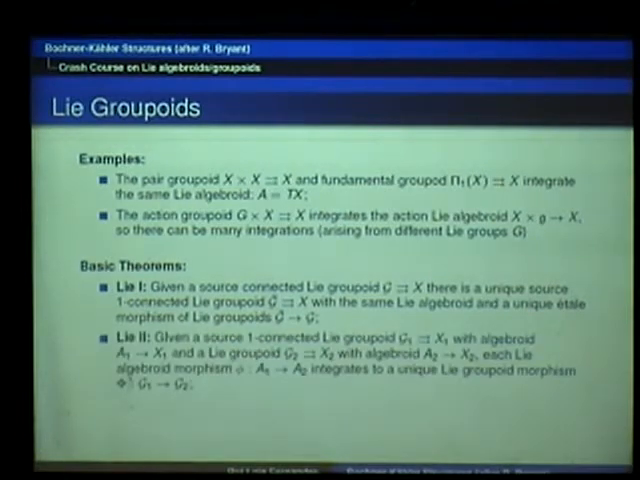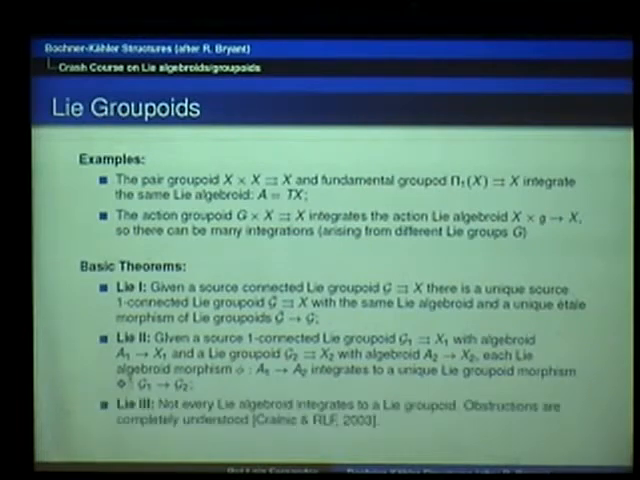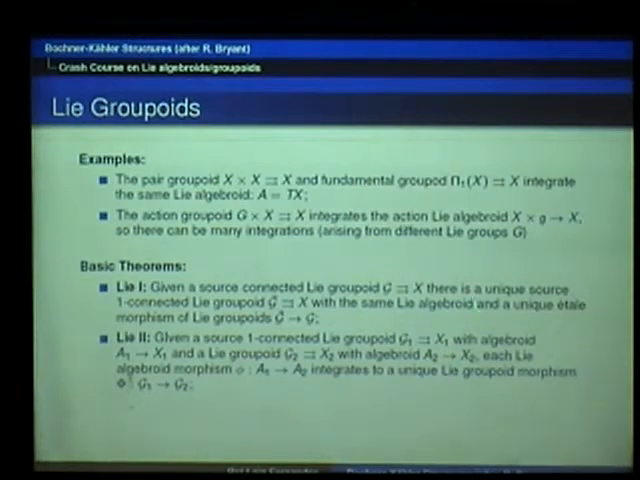Lie's second theorem is the integration of morphisms. So I didn't say what is a morphism of Lie algebroids. You can try to guess what it is. But so if I start with a Lie groupoid G1, a Lie groupoid G2, with algebroid A1 and A2, and I assume the first one is source simply connected, then any algebroid morphism from A1 to A2 integrates to a unique groupoid morphism from G1 to G2. Okay? So Lie's second theorem also goes through nicely.